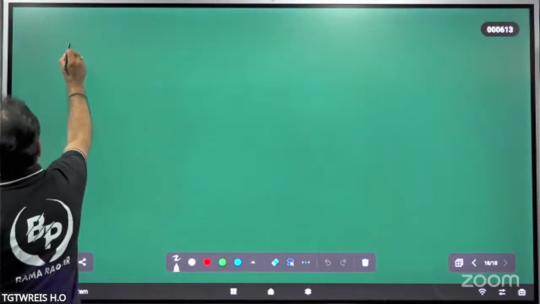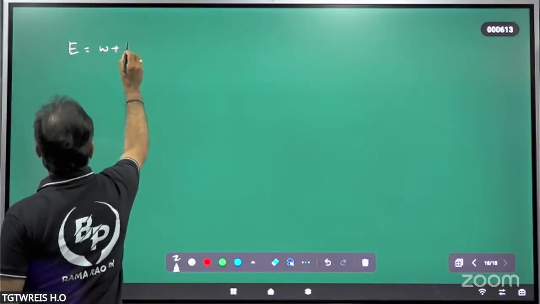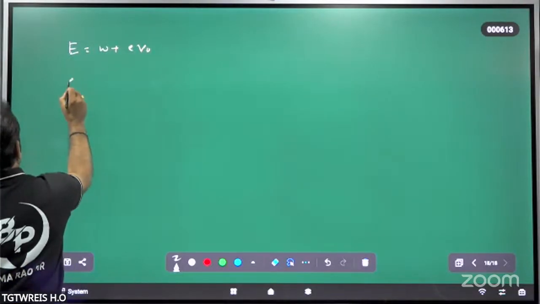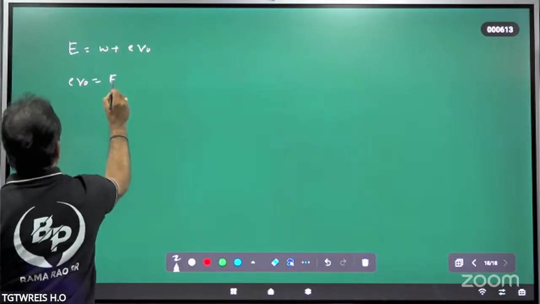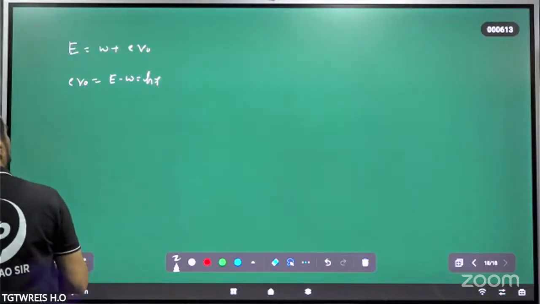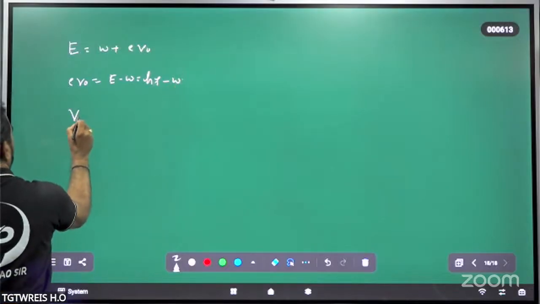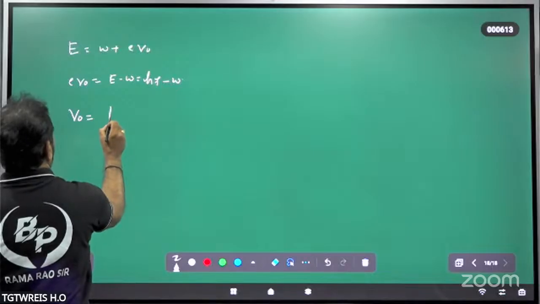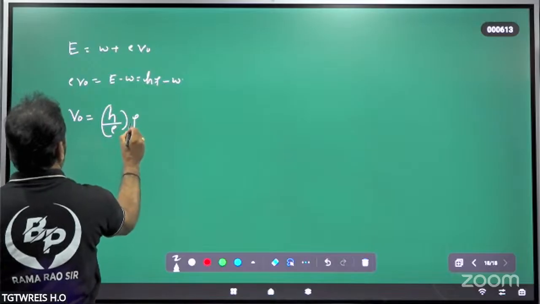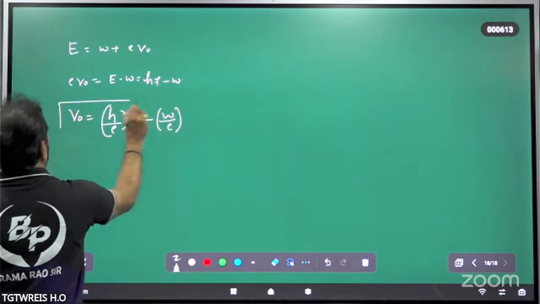See, E is equal to W plus KE, that is half mv square equal to KE, which is eV naught. So eV naught is equal to E minus W. E is equal to hf, so eV naught is hf minus W. That is, V naught is equal to h upon e into f minus W upon e. This is the stopping potential.